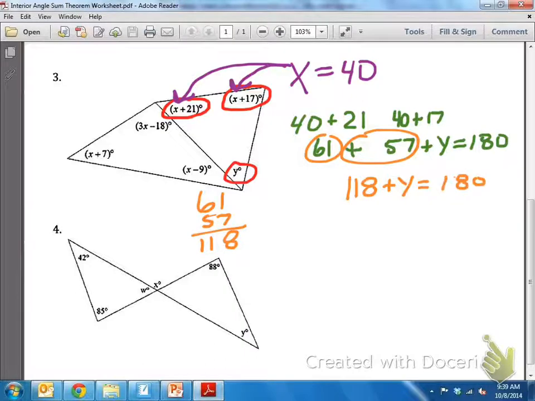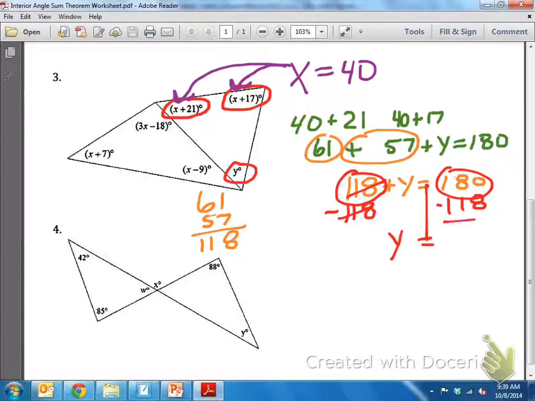To get y by itself, I know that 118 and 180 are like terms. They are on different sides. I like my variables on the left. We move the numbers to the right. So I need to do the opposite of 118 and subtract 118. And doing the work, we have to borrow from the 8, bring over the 1, so that's 10 minus 8 is 2, 7 minus 1 is 6, and 1 minus 1 is 0. So y equals 62. So x equals 40, and y equals 62, and we used our knowledge that all the angles inside of a triangle always add up to 180 degrees.